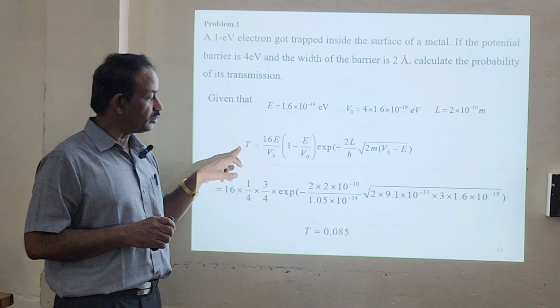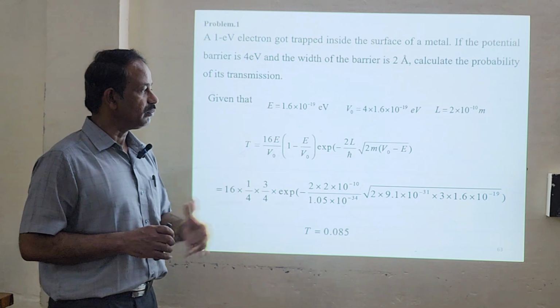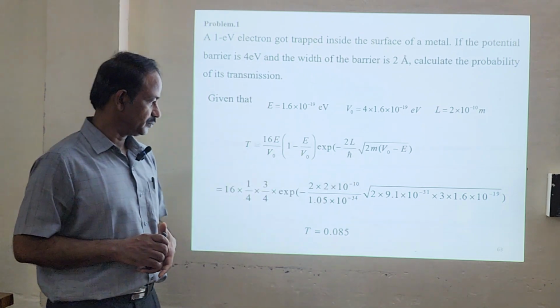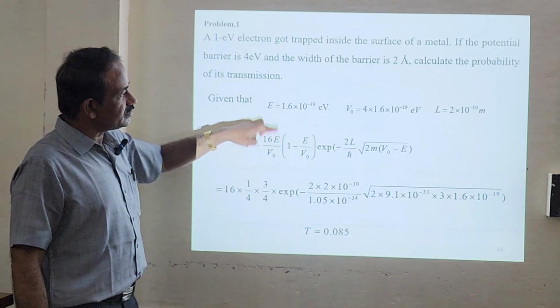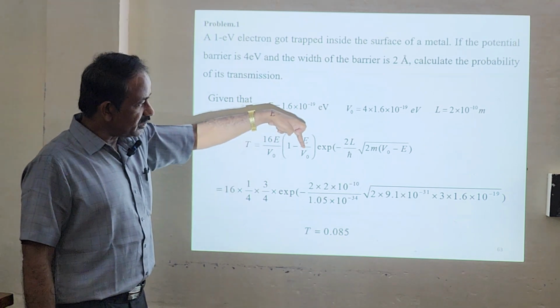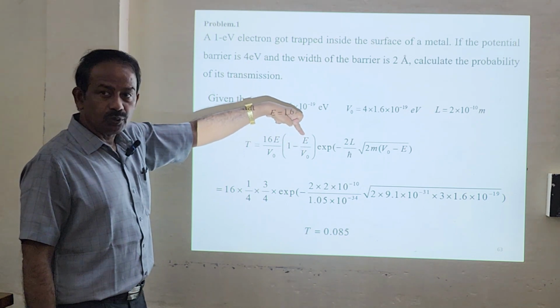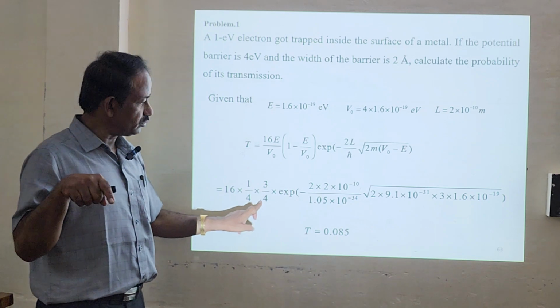What is the formula that we are going to use? T equals 16 E divided by V naught, 1 minus E by V naught, and the exponential of this term. You substitute. So you have 16. E by V naught is 1 by 4, correct? 1 minus E by V naught, 1 minus 1 by 4 will give you 3 by 4.